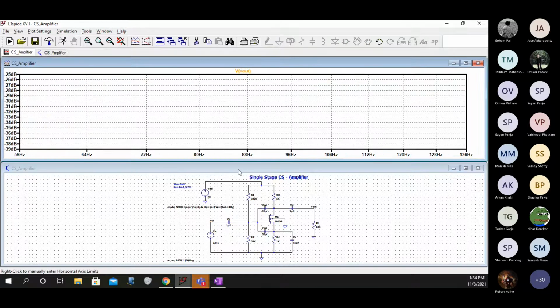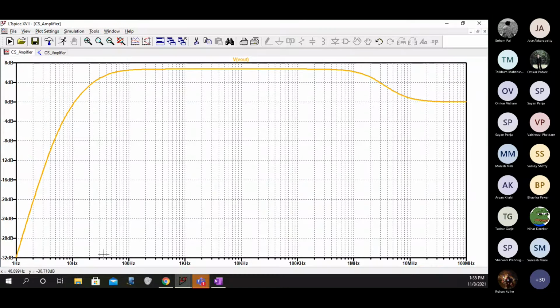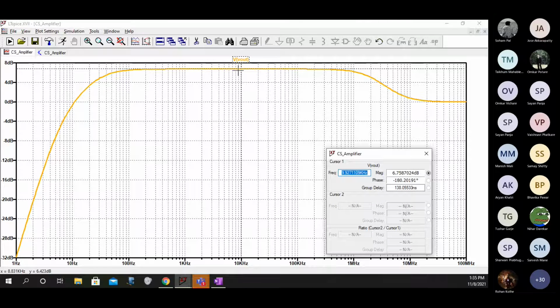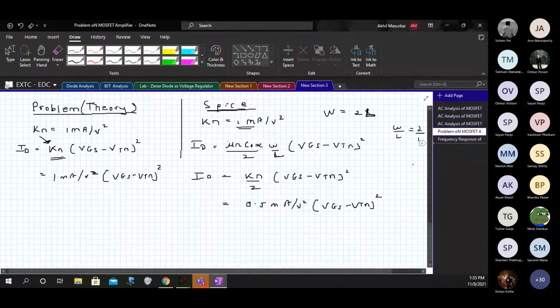Okay. Now we have plotted this, but now we want to see whether the gain is really what we are expecting or not. So let's do some measurements, and once you click on V out, you should be able to move this graph, and you should see that the value here is 6.7528 dBs. So let's see whether it's in our range or not. So the value of gain in dB is 6.752.